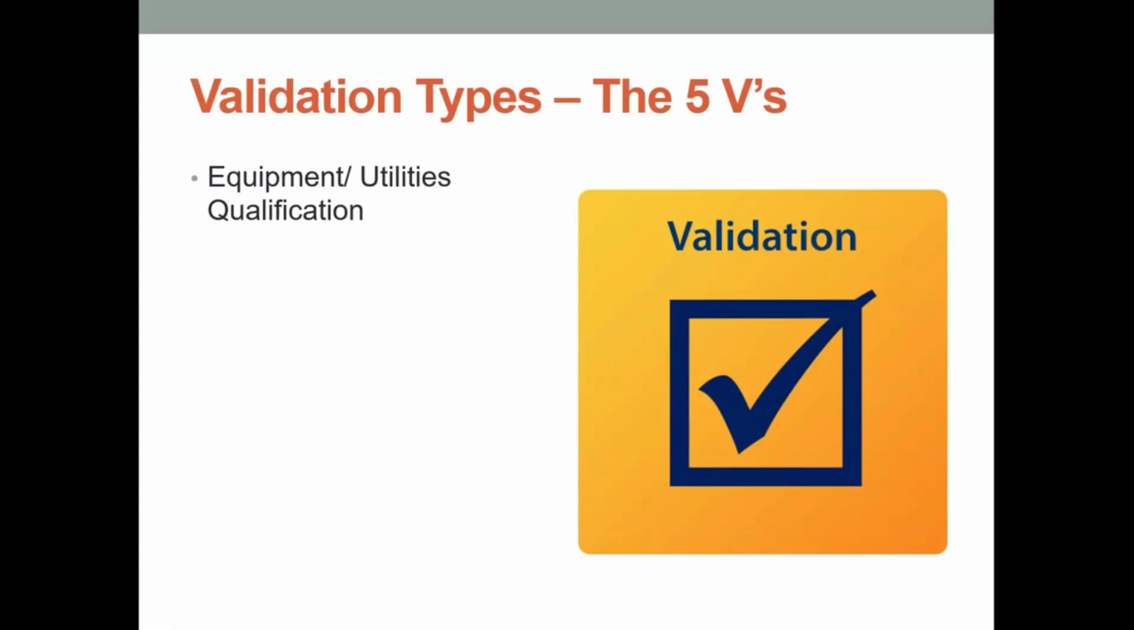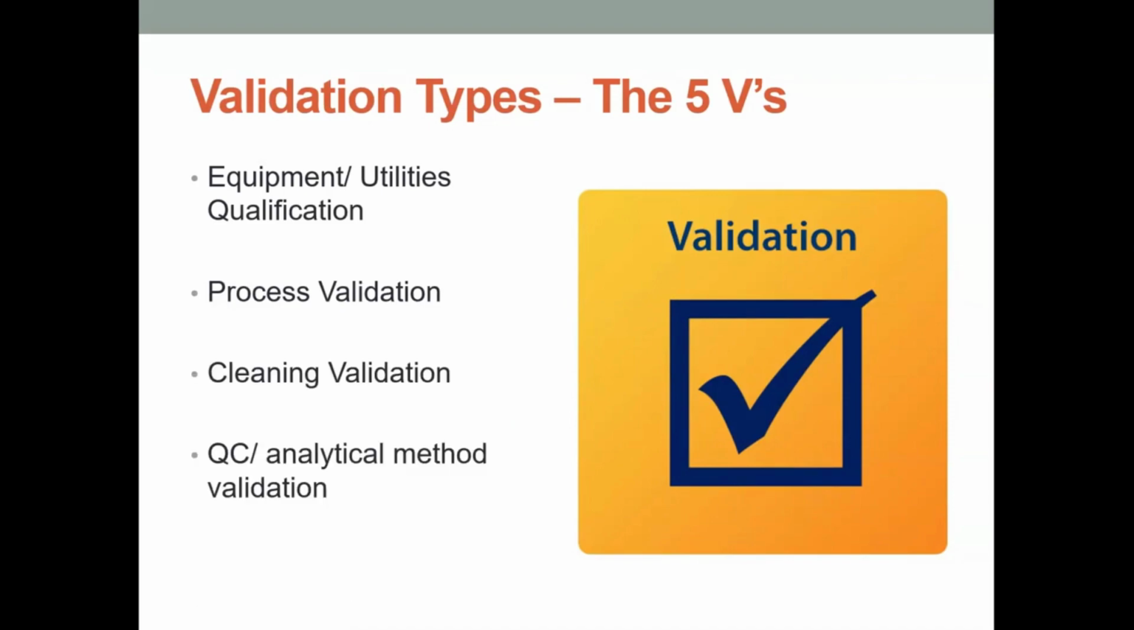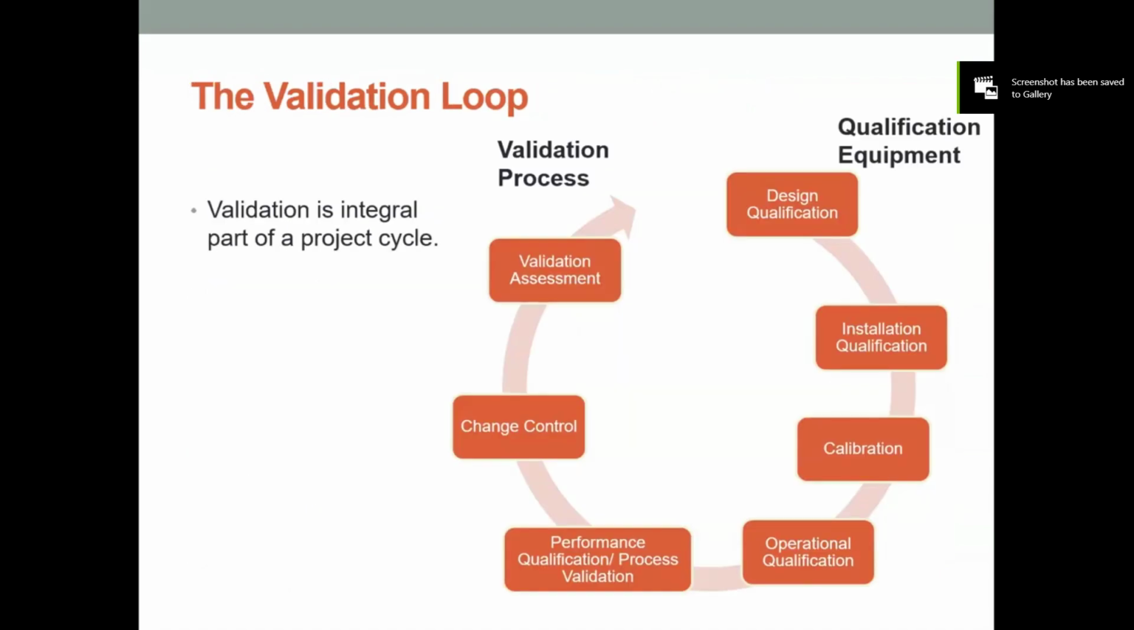There are 5 types of validation that are typically talked about. The first one is the equipment, utilities, and qualification. Second one is your process validation. You've got cleaning validation, QC and analytical method validation, and computer systems validation, and these are commonly called the 5 V's. We'll be talking about some of these in further on lessons.